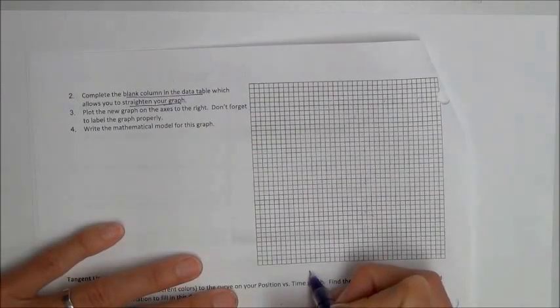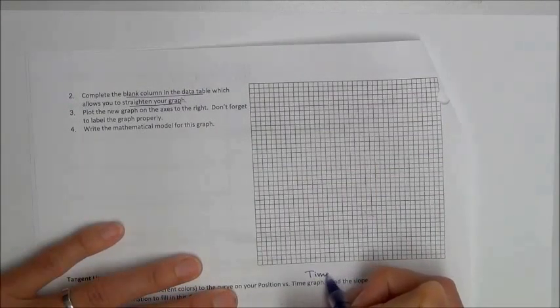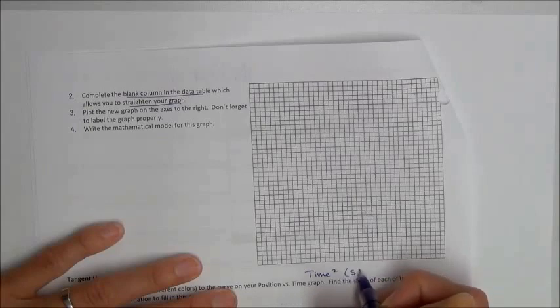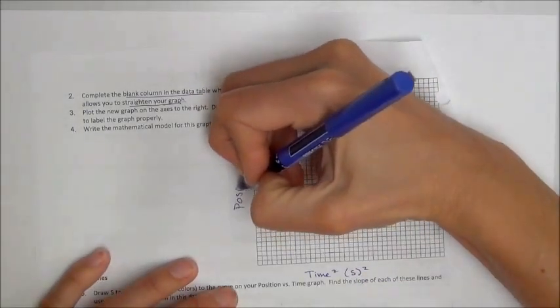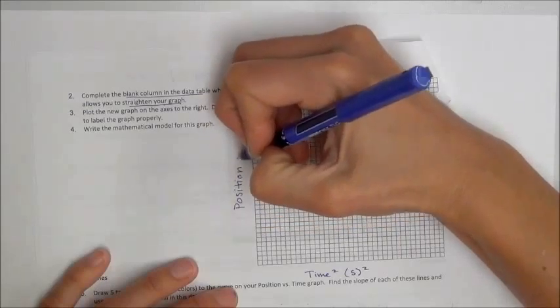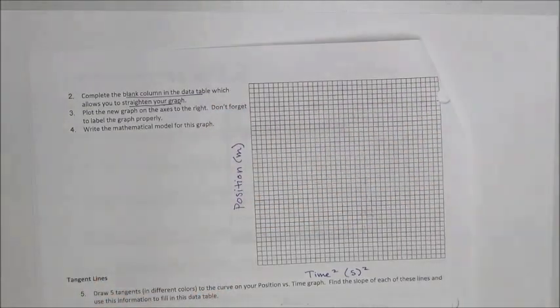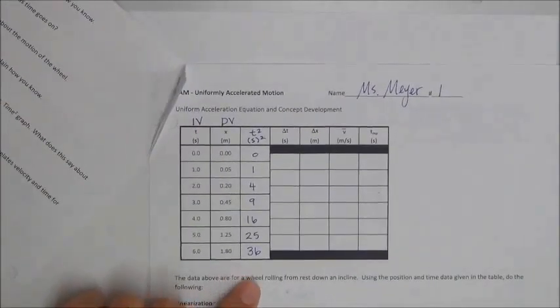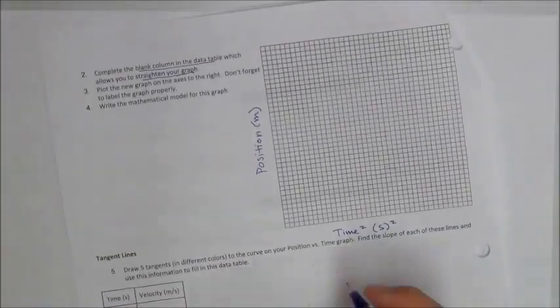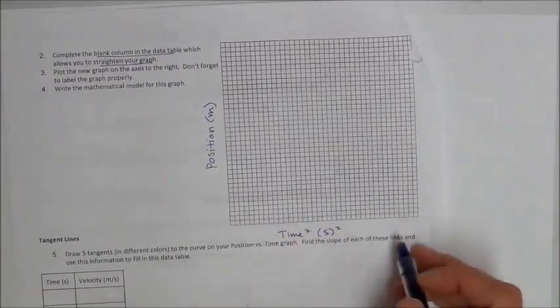We're going to put time squared on the x-axis, and then position on the y-axis. And to make this graph, you'll have to rescale the time axes so that you can fit up to 36 seconds squared there. And remember to make that scale be uniform.